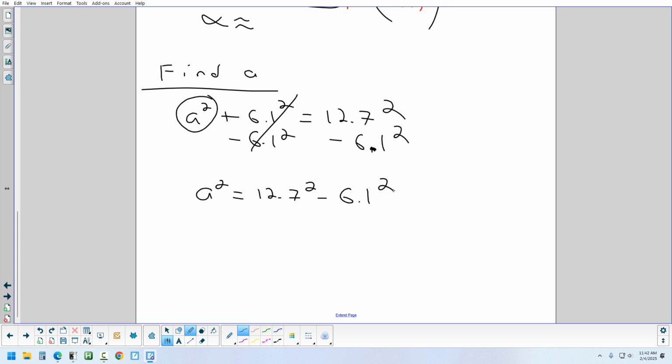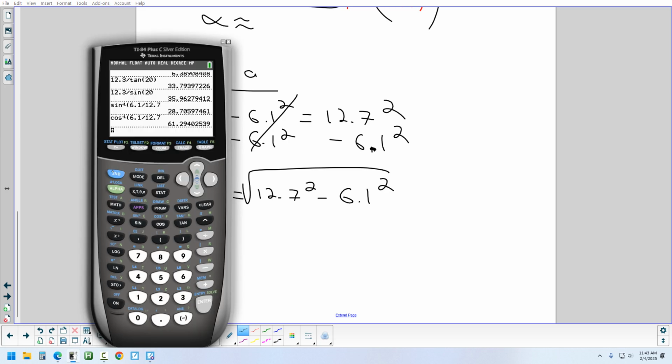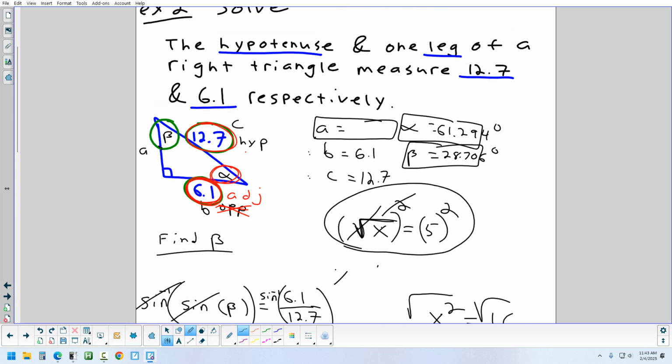And how do we get rid of that exponent of 2? Take the square root. Take the square root on both sides. We have the square function. We need to do the inverse to cancel that out, just like with trig. Square and square root cancel each other out. And that's what you want to type in. The square root of 12.7 squared minus 6.1 squared, just like that. I haven't done any rounding up to this step. Now I'm going to round. 11.139. Okay, so if you do have to round, you should not be rounding more than once, just at the very end.